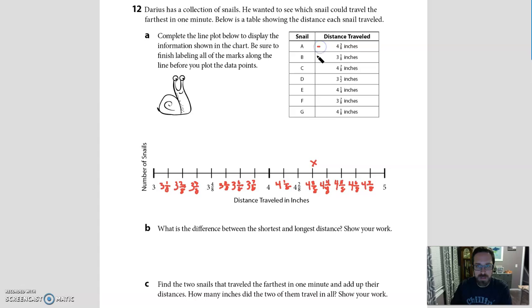3, so I'm just going to make a little mark as I do it. 3 and 1/8, 3 and 1/8, 4 and 7/8, 3 and a half, which would be 3 and 4/8, 4 and 1/4. Well, 4 and 1/4 is equivalent to 4 and 2/8. So also finding equivalent fractions, 3 and 7/8 and 4 and 1/8. So now if I check, I should have 1, 2, 3, 4, 5, 6, 7. All right, I have all 7.